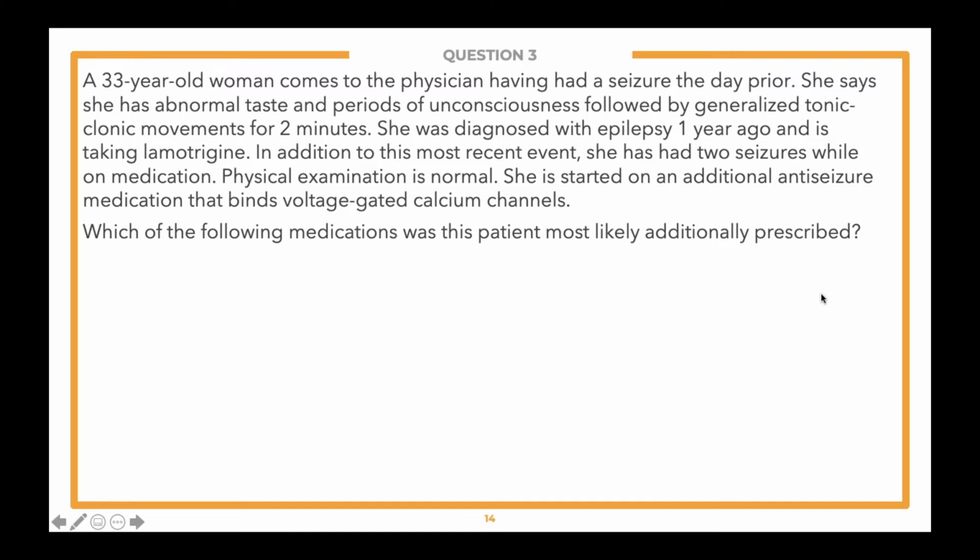A 33-year-old woman comes to the physician having had a seizure the day prior. She says she has abnormal taste in periods of unconsciousness followed by generalized tonic-clonic movements for 2 minutes. She was diagnosed with epilepsy 1 year ago and is taking lamotrigine. In addition to this most recent event, she has had 2 seizures while on medication. Physical examination is normal. She is started on an additional anti-seizure medication that binds voltage-gated calcium channels. Which of the following medications was this patient most likely additionally prescribed? Boris.